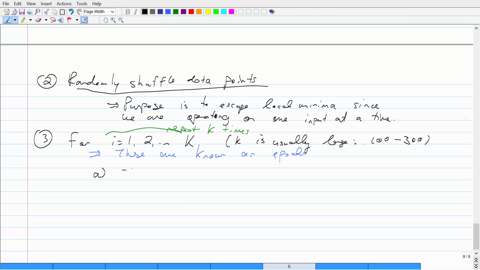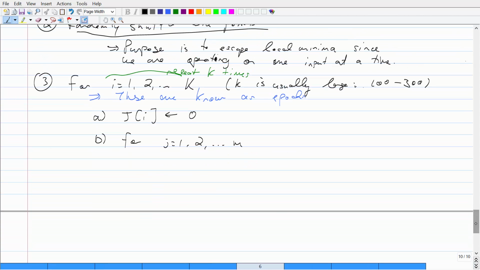So what you're going to do is, at the very beginning, initialize the cost at the ith epoch to be 0, okay? And then you're going to iterate through every single example, 1, 2, all the way up to m. Okay, so one epoch means that you iterate through every single example once. That's what an epoch would be, okay?